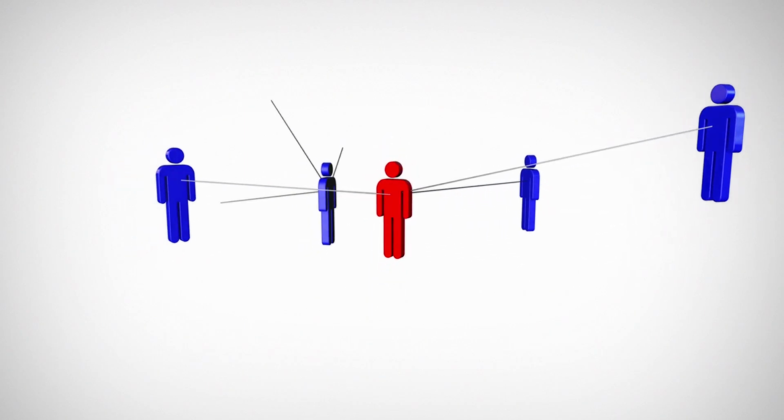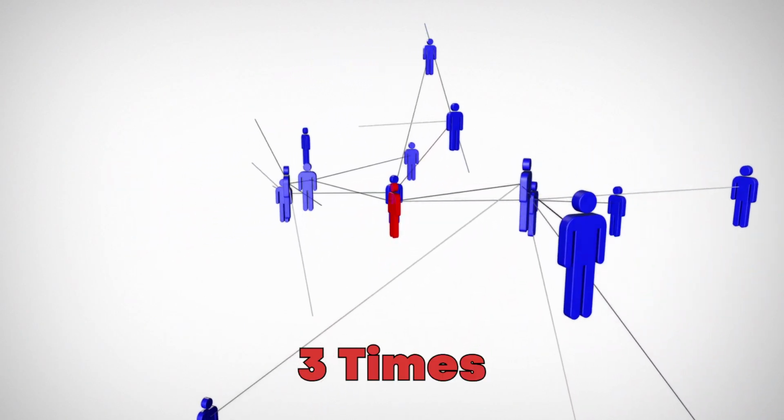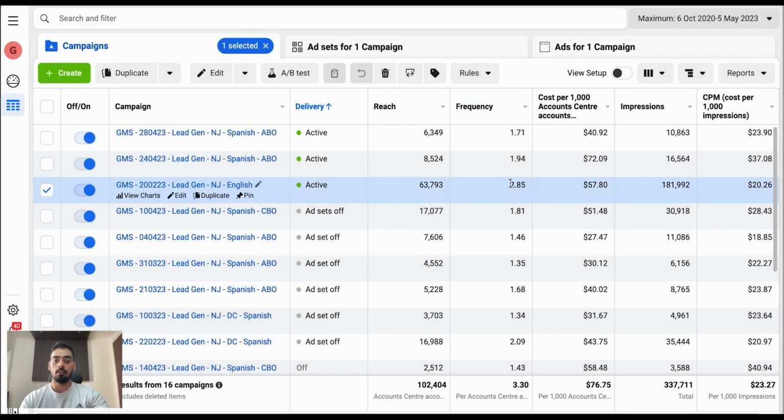So let's say you, as the account center, as the person, saw a specific ad 3 times. That means the frequency for that ad is going to be 3. And obviously it's the average across all the people who have seen the ad. So let's say there are 10 people and they have all seen the ad 3 times, so the frequency is going to be 3. So the higher the frequency is, the worse the ads are going to be, right?